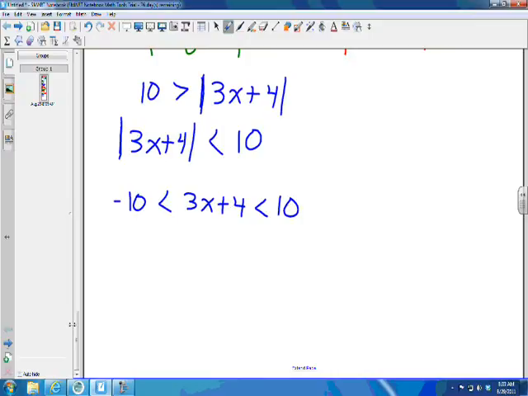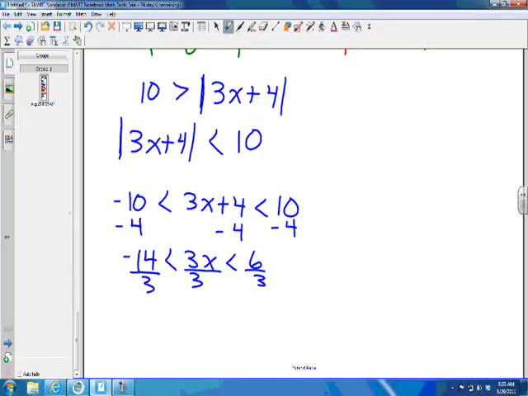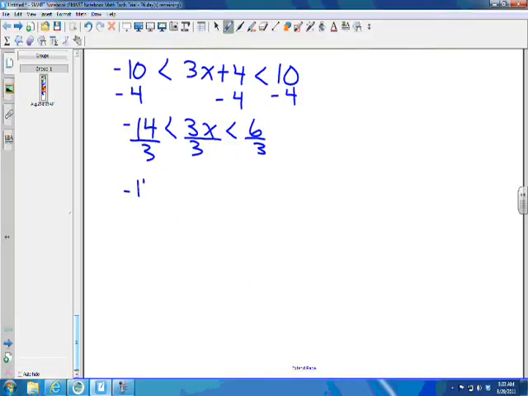What do you do first? Subtract 4 from what? All three sevens. So negative 14 is less than 3x, is less than 6, and then what? Divide by what? 3. Did you say 3? Yeah. So we leave that: negative 14 over 3 is less than x is less than 2.